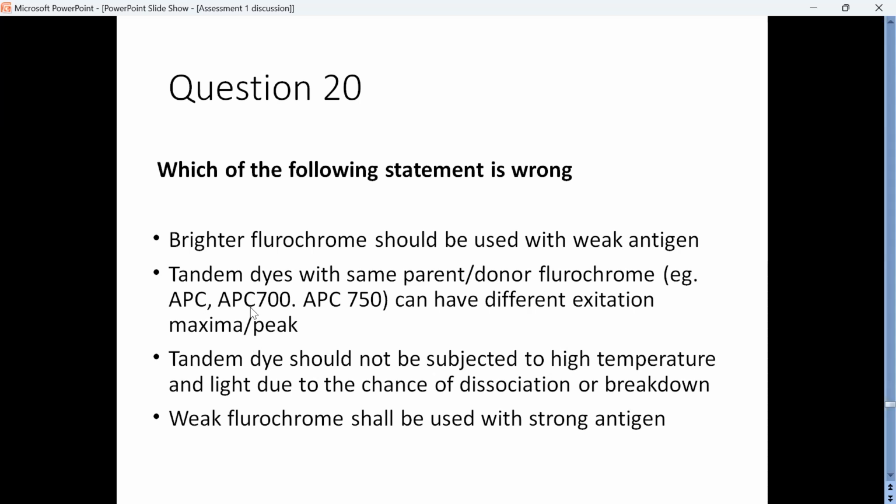So if it is APC 700, APC 750, the red laser can excite both of these tandems. The parent of these two is APC, so all three fluorochromes will be excited by the red laser. Tandem dye should not be subjected to high temperature or light due to the chance of dissociation. Yes, this is correct, because a tandem is two dyes coupled to each other. When you expose it to high light and temperature, there is a chance of tandem dye dissociation. Two dyes can separate from each other. Weak fluorochrome shall be used with strong antigen. This is also correct. So the false statement here is this one.